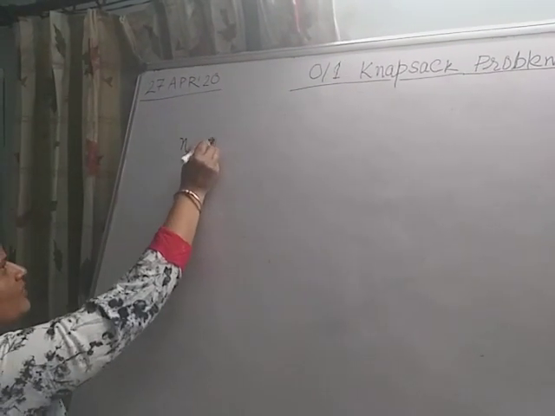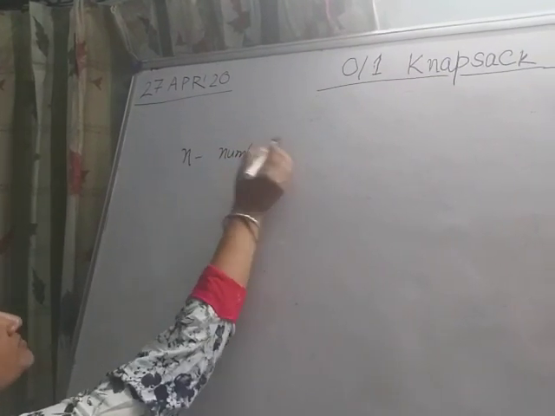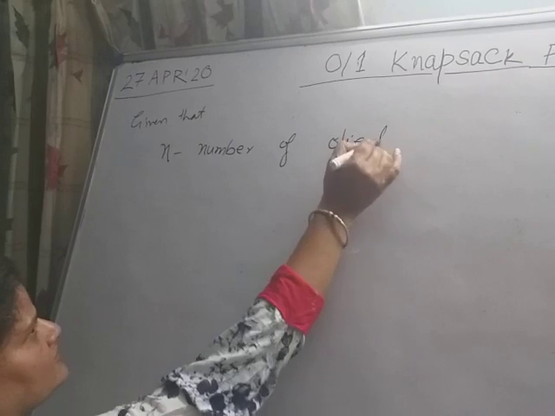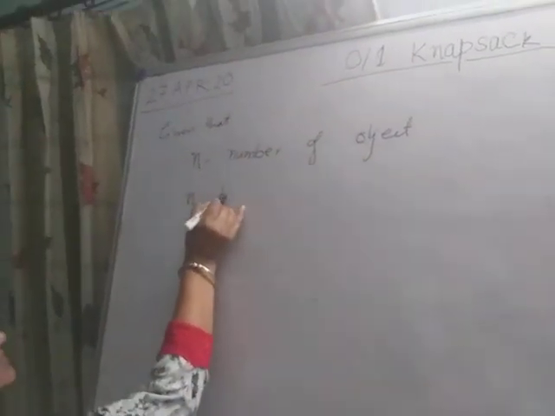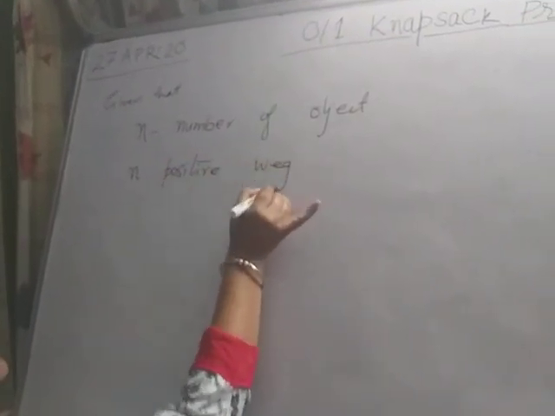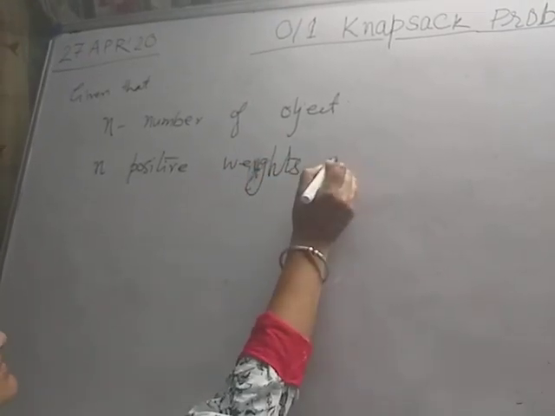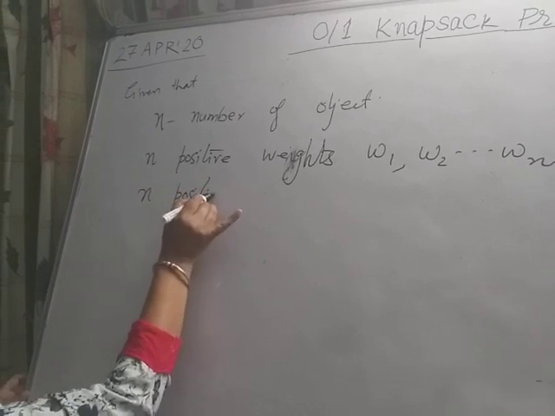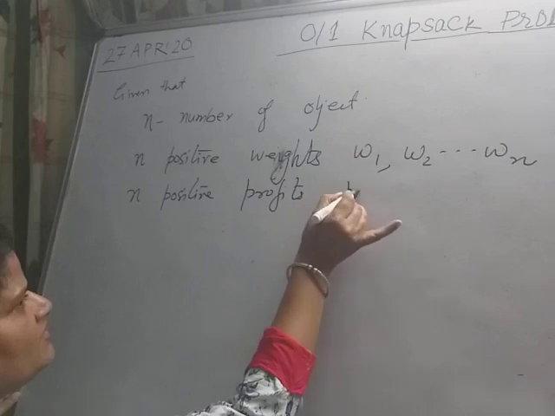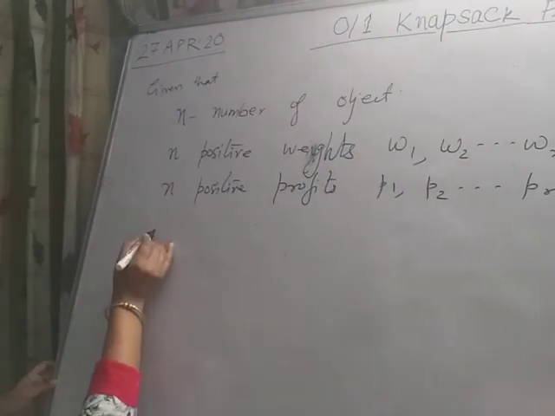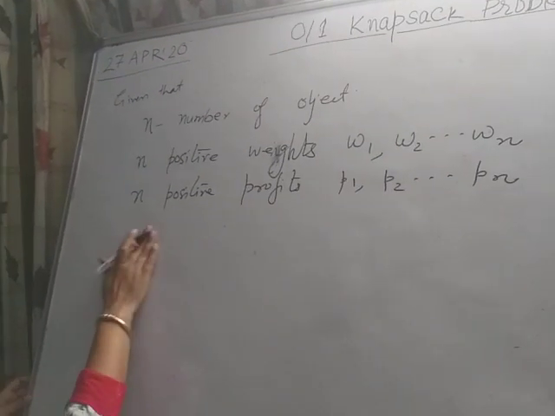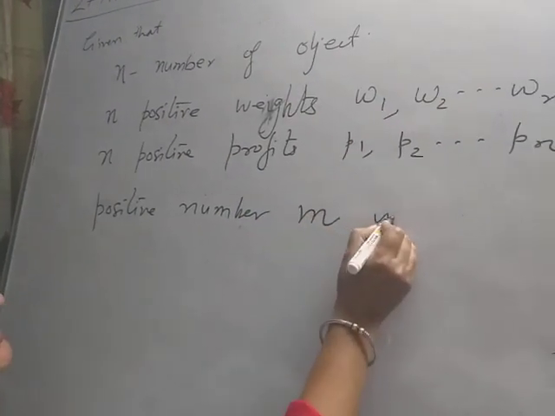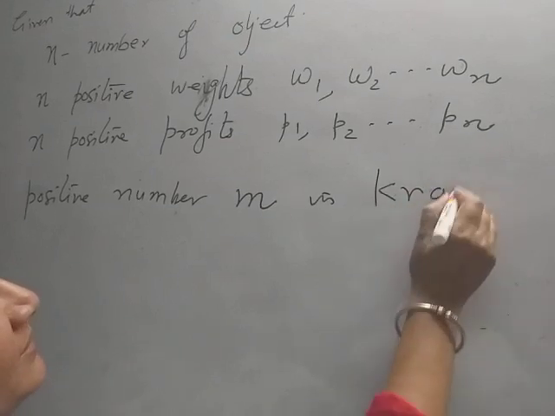N number of objects are given. What is the problem? Given n number of objects, and then n positive weights, w1, w2, and so on wn, n positive profits, P1, P2, and so on Pn, and m, a positive number. m is the knapsack capacity.